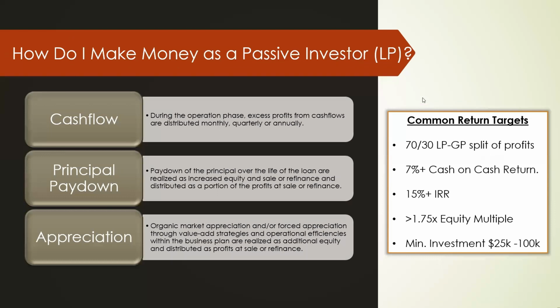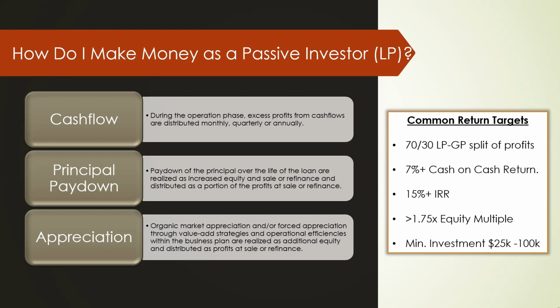All right. Now the fun part. How do you make money as a passive investor if you're that limited partner? There's really 3 main ways that you as a passive investor can make money. First one being through cash flow. Again, this is during the operation phase.